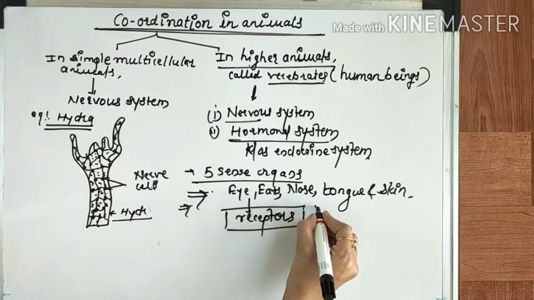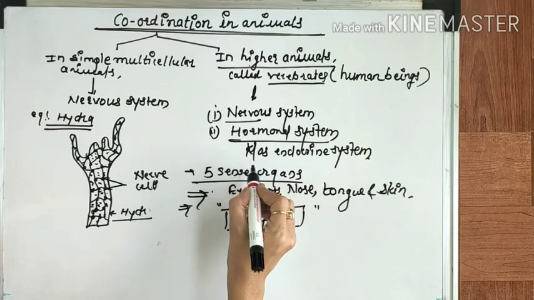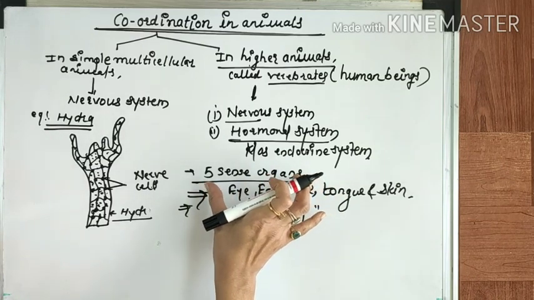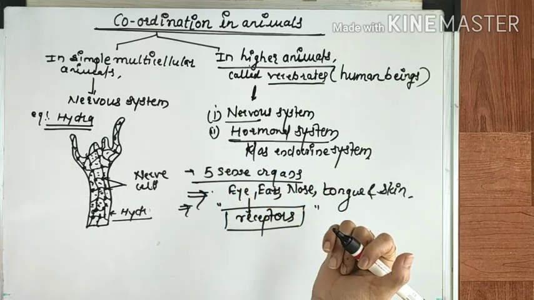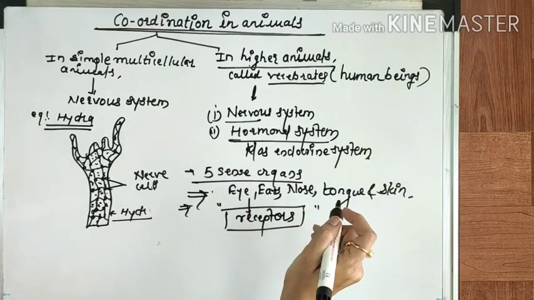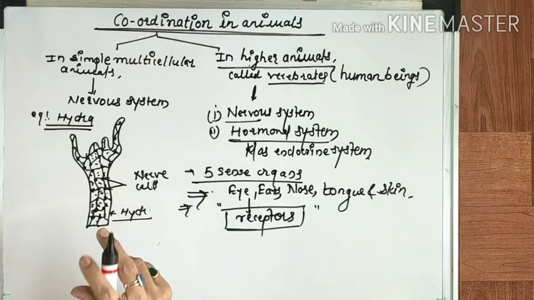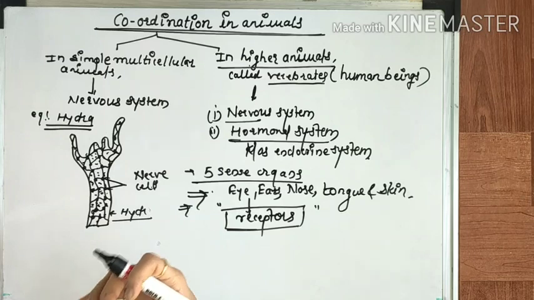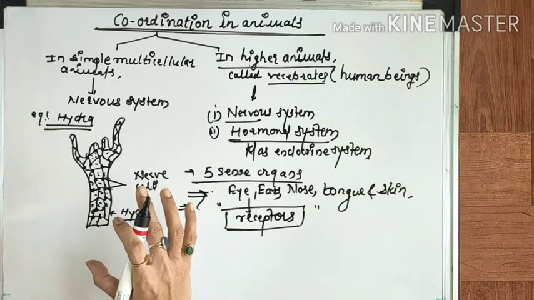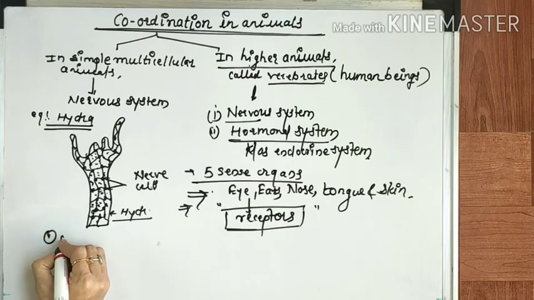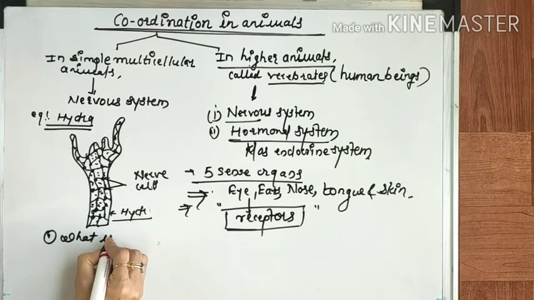This is very important, what I told you just now. Why only and only sense organs receive this information from the environment around us? Because all the sense organs contain receptors. That's why they receive the information from the environment around us. Okay, then there is a new terminology. What do you mean by receptor?